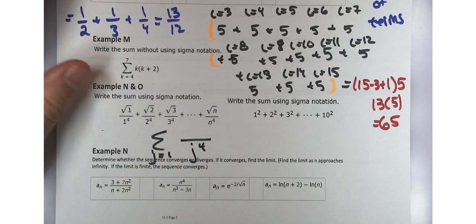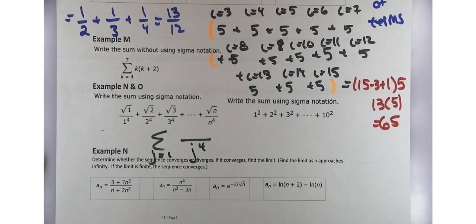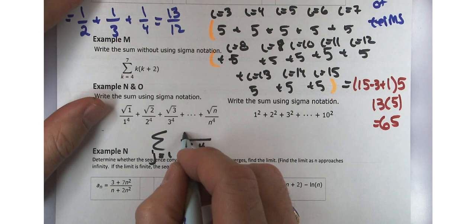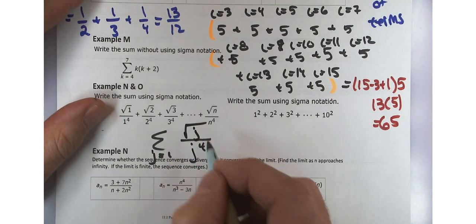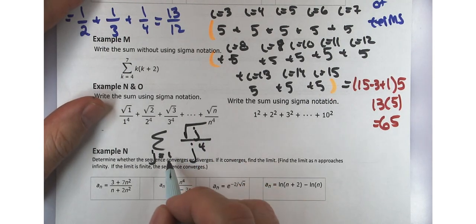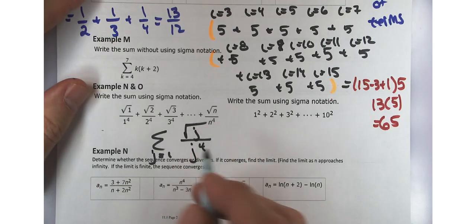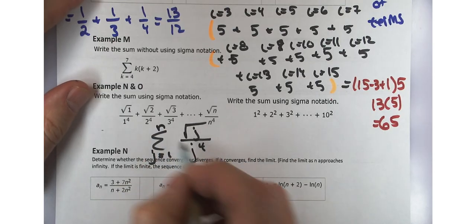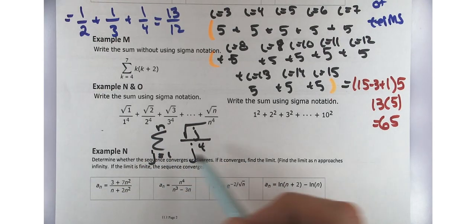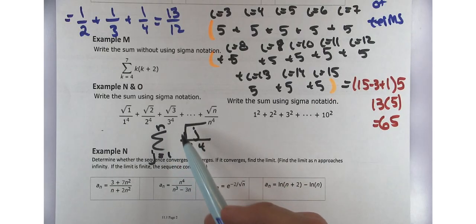Good. How about the numerator? Square root of j. And then the summation goes all the way up to what value? n. So that's why I chose to do a different variable, because I wanted to use n up here. But yeah, looking good.